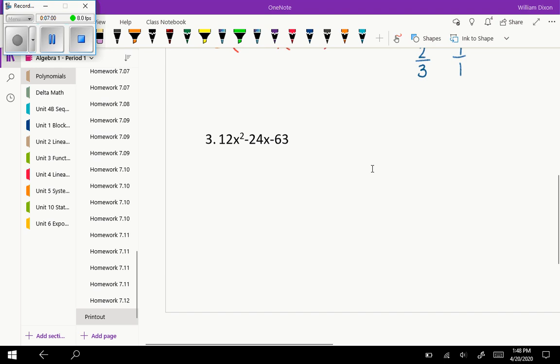We have 12x squared minus 24x minus 63. Now this is one of those where I don't know what the greatest common factor is, or if there is one. Well, I don't have my calculator, but I just want to show this really quick.